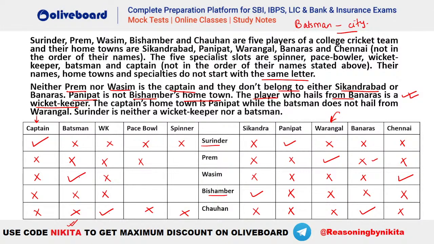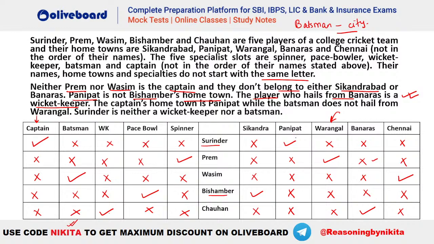Absolutely, Naveen. So you can see this person will be the batsman here. So this is crossed out, this is crossed out. Again, in pace bowler, only one thing is remaining, so this will be the one that is ticked here. If Bishambar is the pace bowler, he cannot be a spinner. So that means Prem will be the person who is a spinner. Are we clear, everybody?